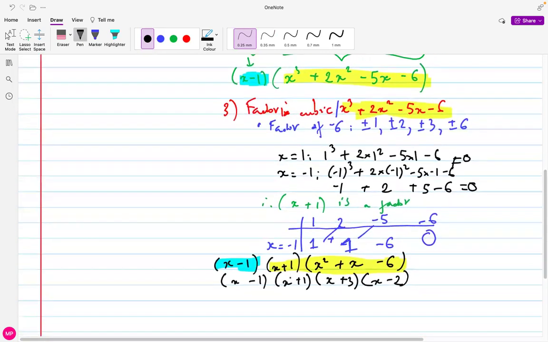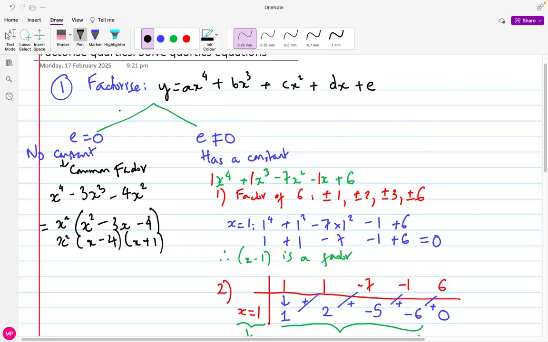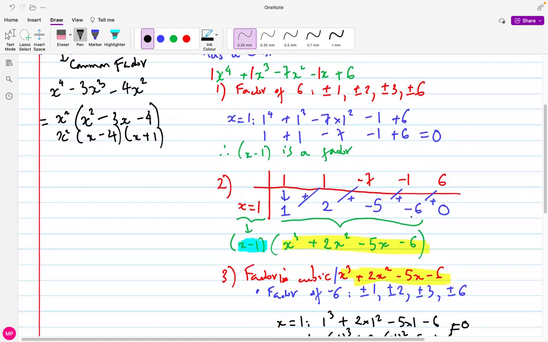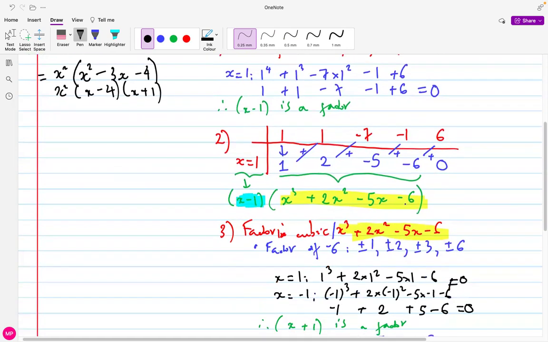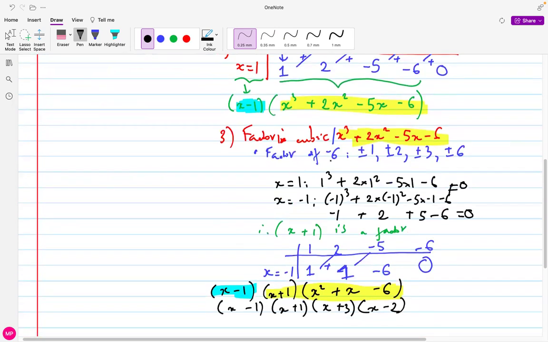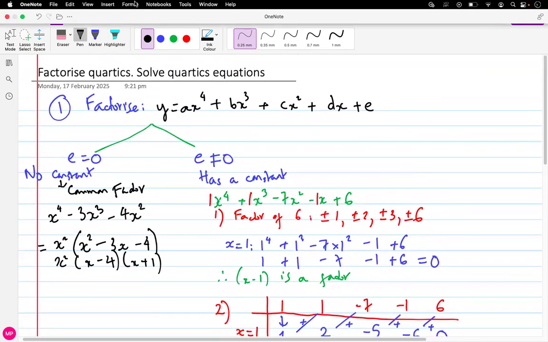Okay, so if we follow these methods, we pretty much can do it for any equation. So if there's no constant, we take out the highest common factor. If it has a constant, then we find a factor, we draw a table, we get a cubic here, then we continue to factorize the cubic and do the same thing. We get a factor, we draw a table, then we get a quartic, then we factorize again. So it's a whole process of making the degrees smaller.